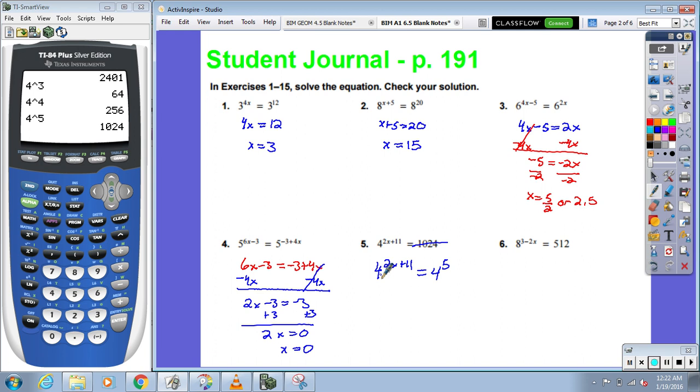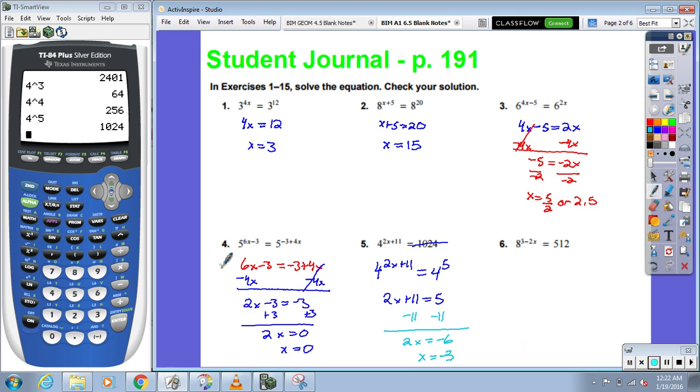Now, since the bases are both 4, I can set my exponents equal to each other and say 2x plus 11 equals 5. Now from there, we're just solving it. So we're going to subtract 11, and I'm going to get 2x equals negative 6. I divide by 2, and I get x equals negative 3.